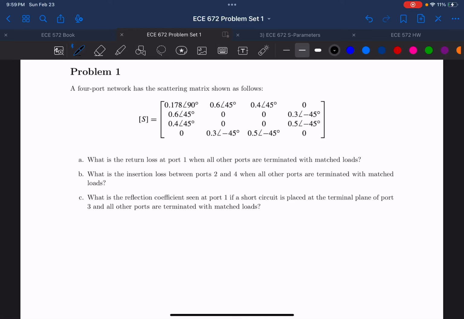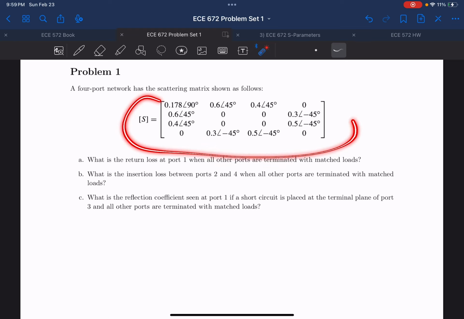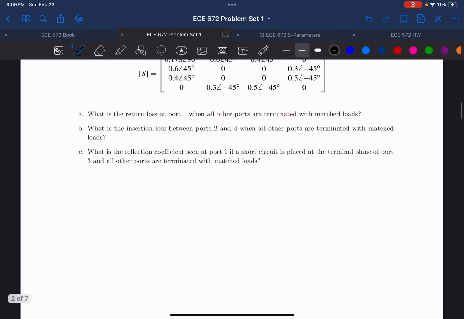All right, so we have an interesting problem here for a microwave circuit design course. We have a four-port network which has the following scattering matrix. Part A asks, what is the return loss at port 1 when all other ports are terminated with matched loads?